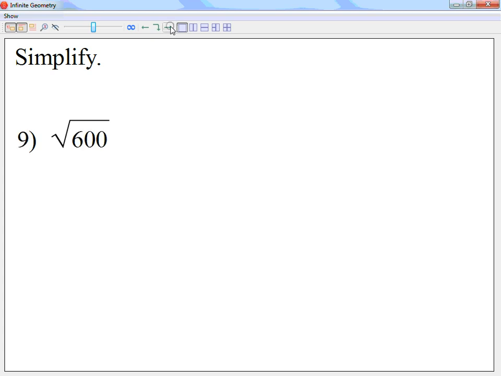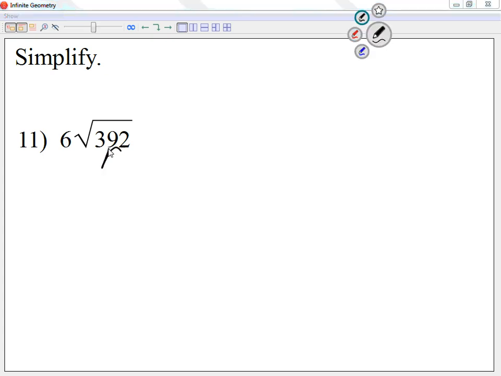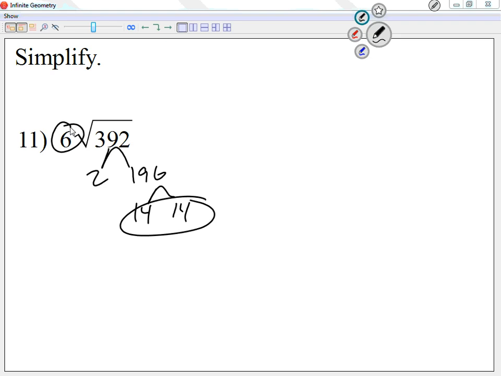Okay, so now let me move into question number 11. When we have a number outside, let me start with 392. And I'm going to split this up as 2 times 196. And then we said 196 as 14 and 14. So 14 is a group. But whenever we start with a number outside, I'm going to consider that a group as well, because remember I said in order for them to go out, it has to be a group. So I'm going to consider the 6 a group to begin with. So now, for the outside, I'm going to multiply my groups. 14 times 6.